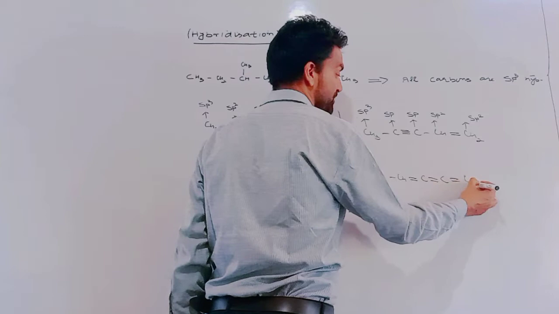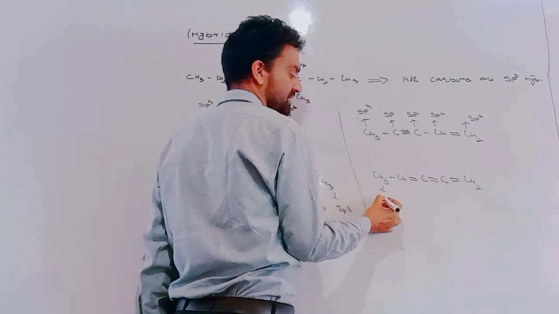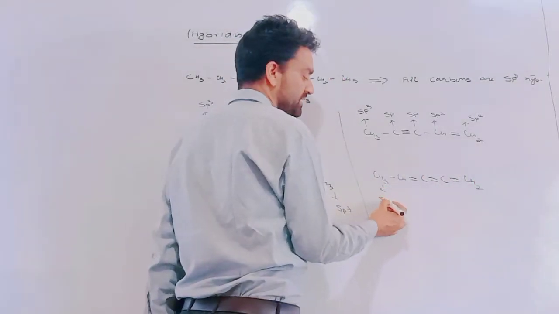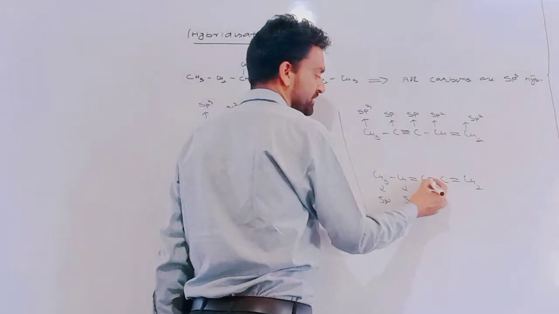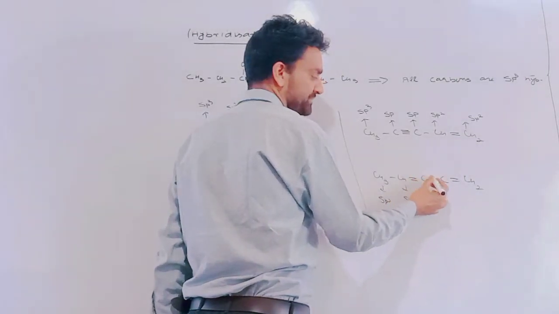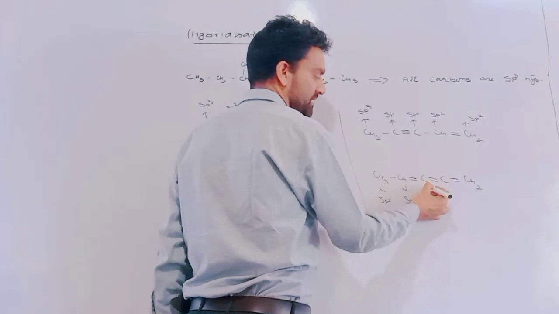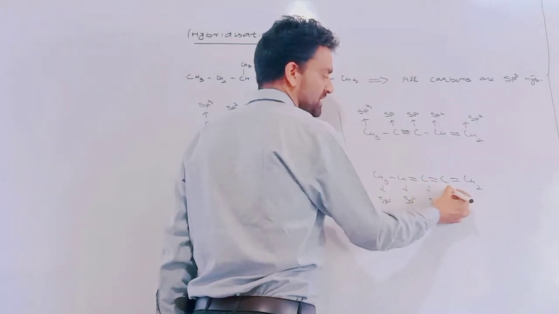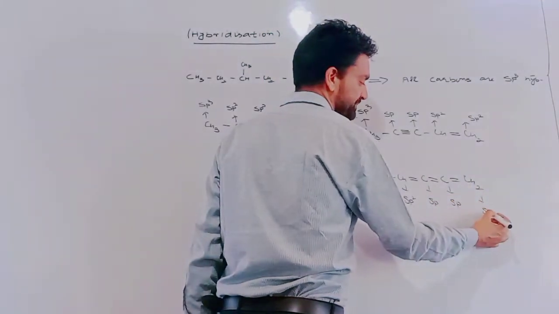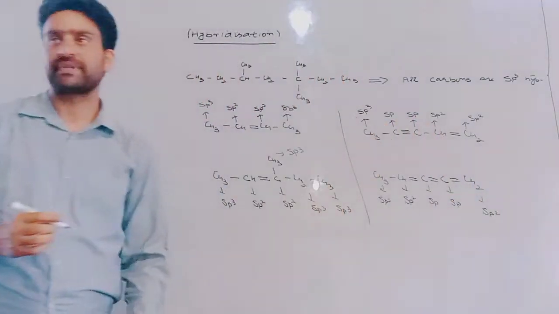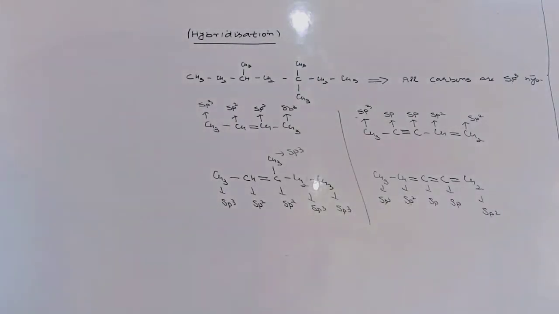If I take a compound like this, CH3 CH double bond C double bond C double bond CH2, what is the hybridization of this carbon? sp3. This one sp2. This one sp2. This one, 2 pi, one on this side and one on this side, it is sp. What about this carbon? sp again. What about this carbon? sp2. Write it down. Be quick.